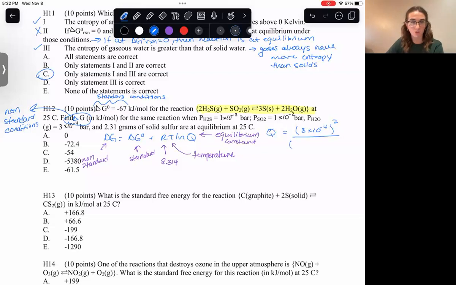Okay, so then on the bottom is going to be our reactants. So then, right, the H2S will also have a square component because that has a 2 in front of it. So this would be, and this would be, for your products and reactants. Okay, and then Q here actually comes out to 9.